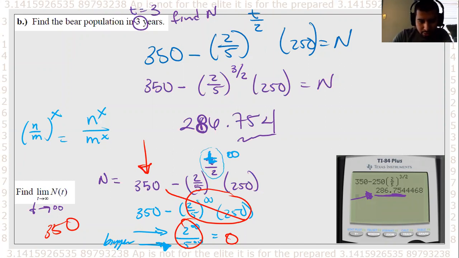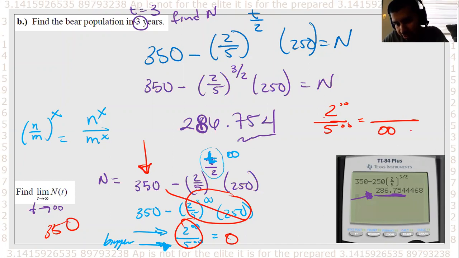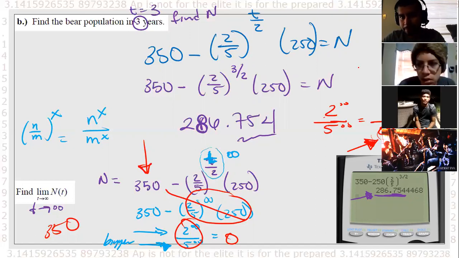It became 0 because I have 2/5, and if I raise both of them to infinity, this won't go to infinity faster than this number right here. So if I have a pizza and I share it with a lot of people, my pizza will eventually become smaller and smaller slices, so this will become 0 over 1. Does that make sense? Yes, no?